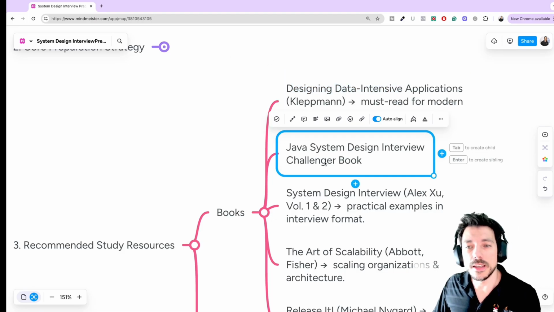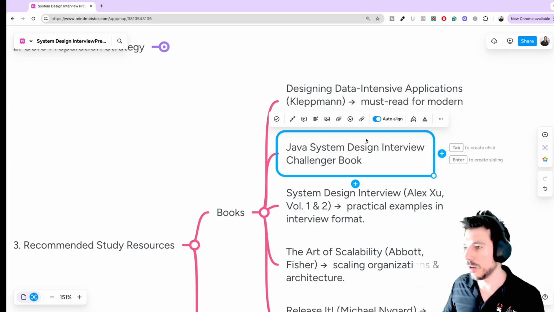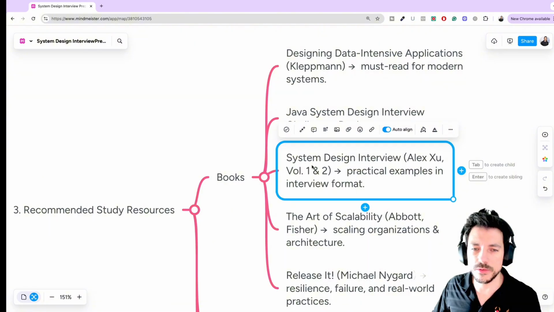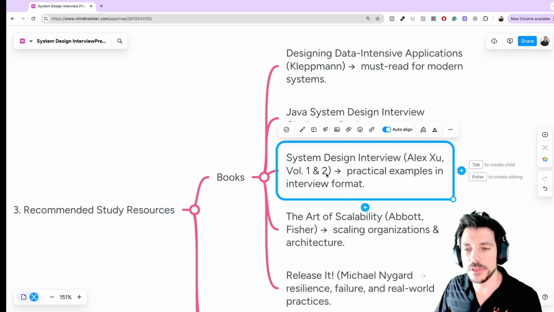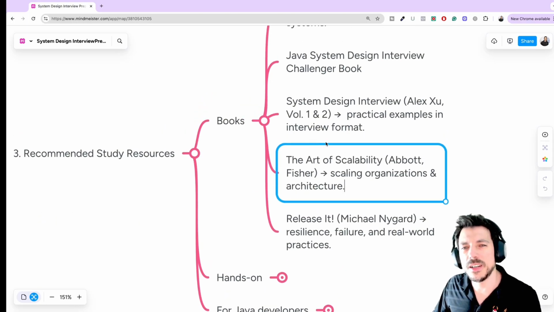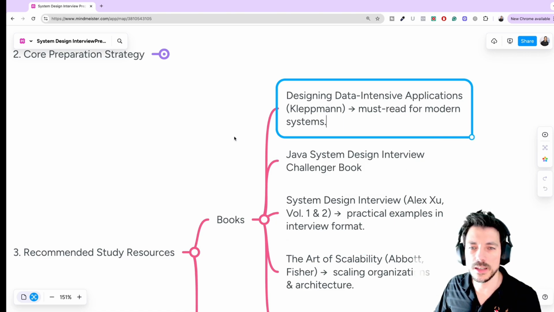There's also my book, Java System Design Interview Challenger book. And this book goes through the components you need to use for a system design interview. And there is this very famous book from Alex Xu, System Design Interview. You can get this one as well. There's this other book. But actually, if you have those books, it's fine, right?